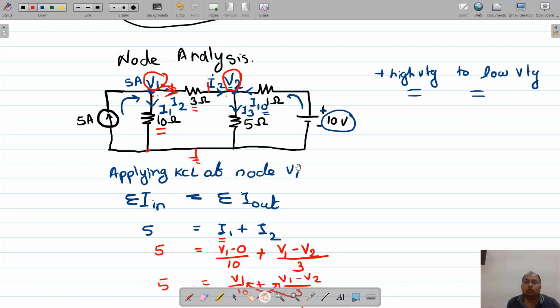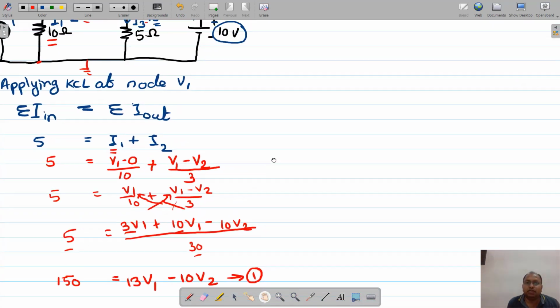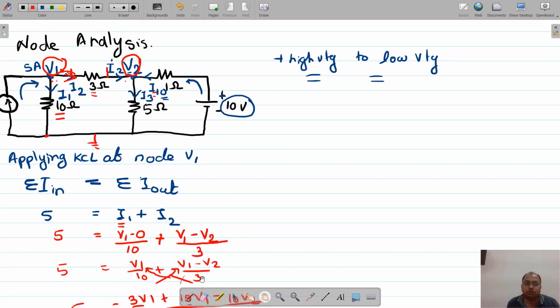Applying KCL at node 2. Which are the three currents that are incident on this particular node? That is nothing but I2, I3 and I10, right? So what about I2? I2 is an incoming current, as well as I10 is also an incoming current, right? So there are two incoming currents and one leaving current. So let us write it over here, so it will be easier to have a look at it.